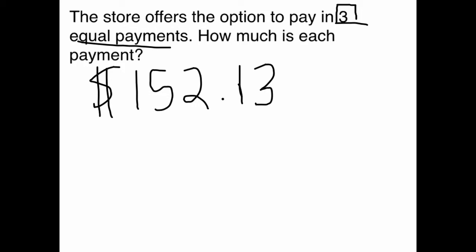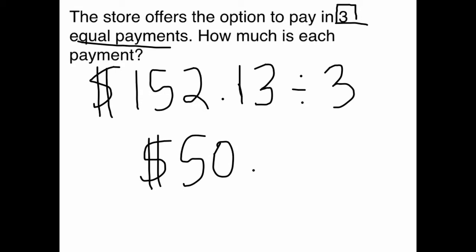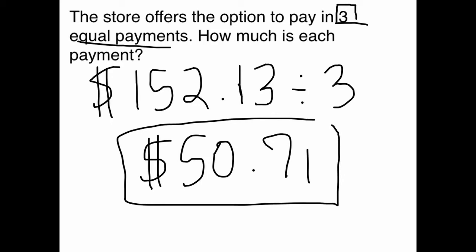Now, if you're trying to figure out what operation to use, I'm breaking this down into 3 pieces, which means I'm going to use division. I'm going to do $152.13 and divide by 3. And that comes out to $50.71, which means I could pay this amount of $50.71 3 times to the store if I wanted to choose that option. Let's do another one.